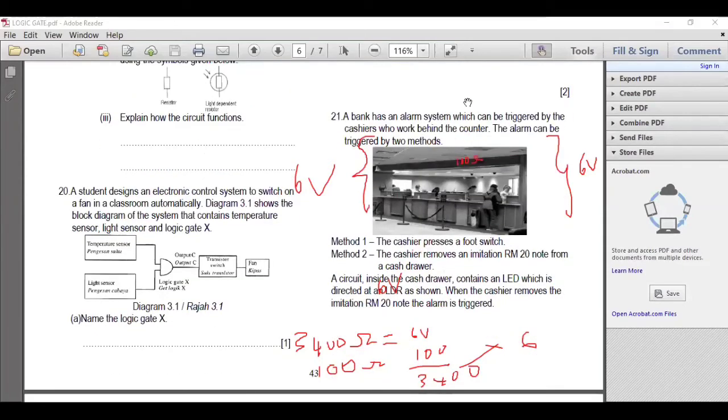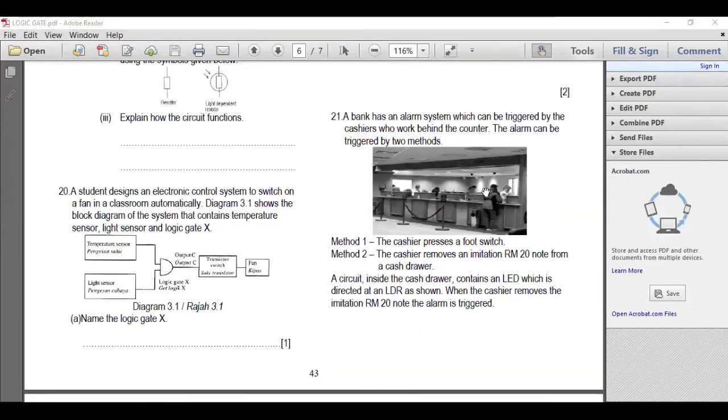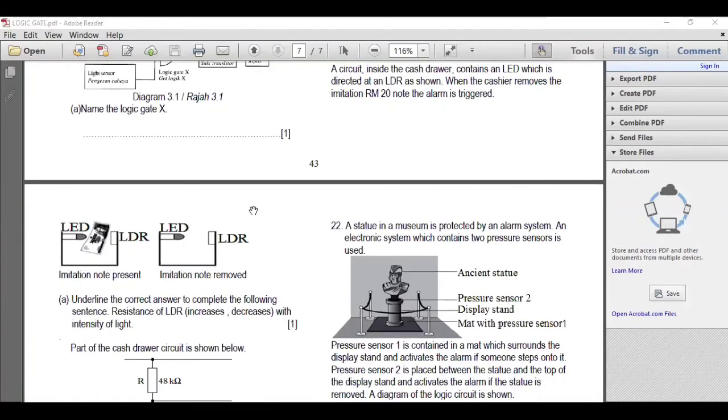Okay, now the last example. All these are application questions. A bank has an alarm system which can be triggered by the cashier who works behind the counter. The alarm can be triggered in 2 methods. The cashier presses a foot switch, or the cashier removes an imitation $20 note from the cash drawer. A circuit inside the drawer contains an LED directed at an LDR as shown.